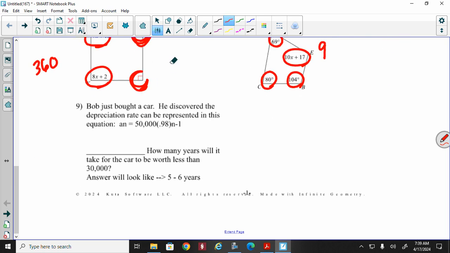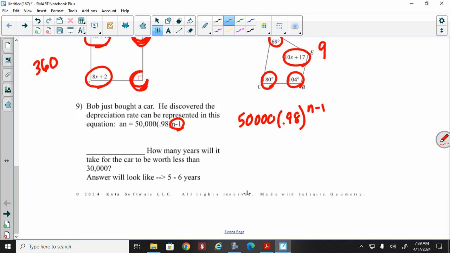All right. So question number 9, we've dealt with this several times before. Bob just bought a car. He discovered the depreciation rate can be represented in this equation. So here's a little typo in this one. This is supposed to be an exponent, so it should be 50,000 times 0.98, and it should be to the power of n minus 1. The worksheet didn't allow me to do that, so sorry about that.